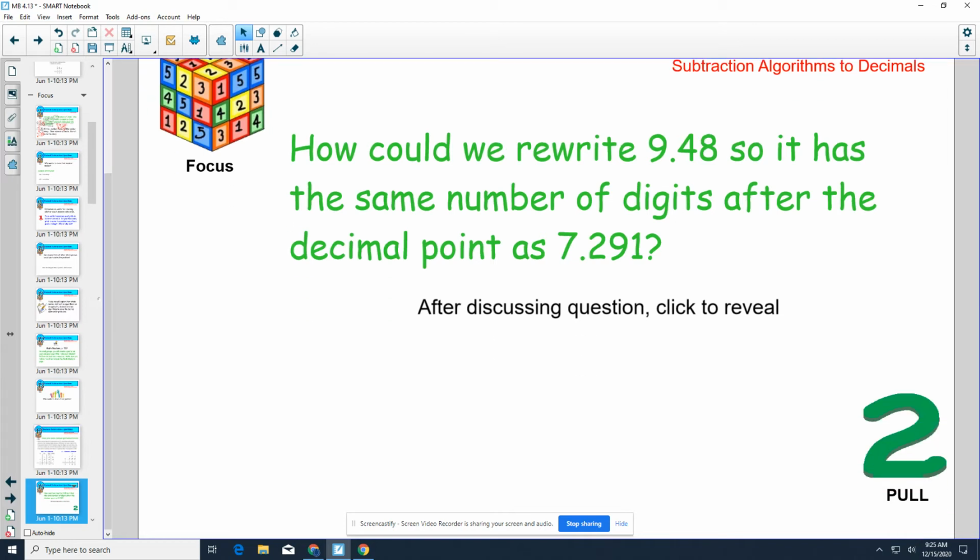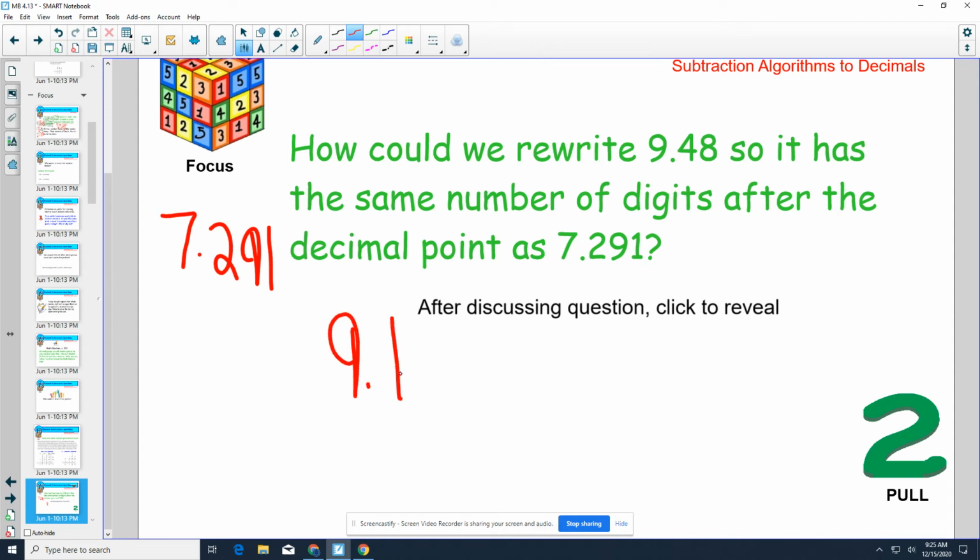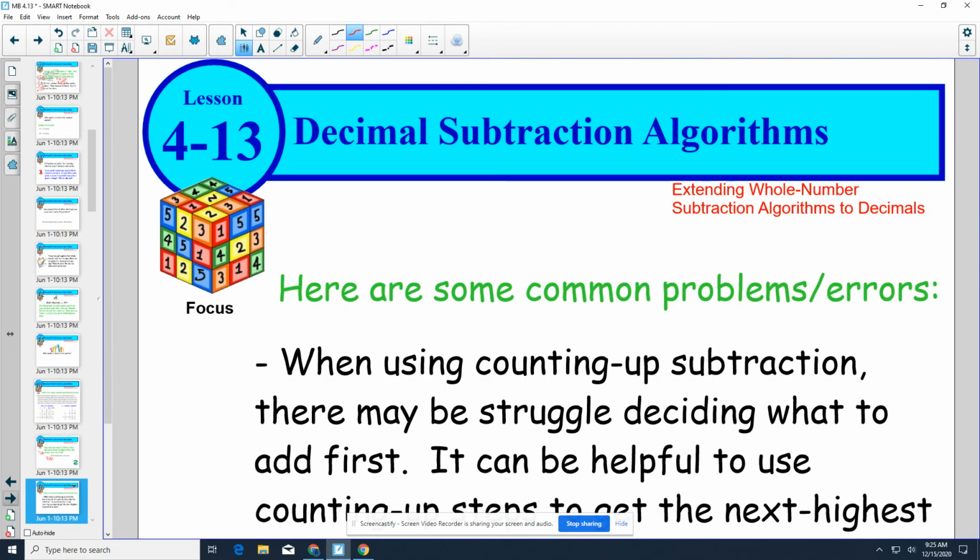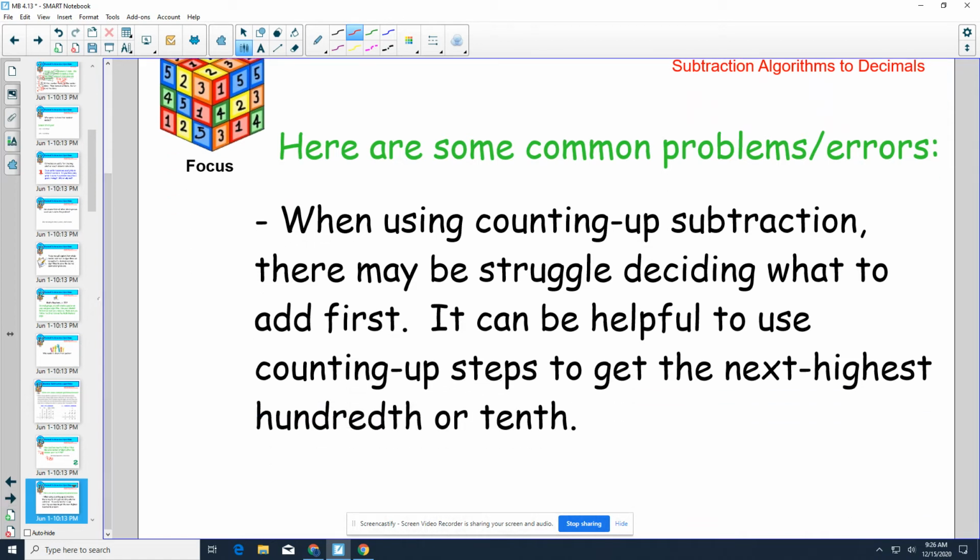So how can we rewrite 9.4800 so it has the same number of digits after the decimal point as 7 and 291 thousandths? Just like I showed you before, you could just add in a 0 to make it into the thousandths place. And that doesn't change the value of the number. It just makes the pieces smaller, but that is okay.